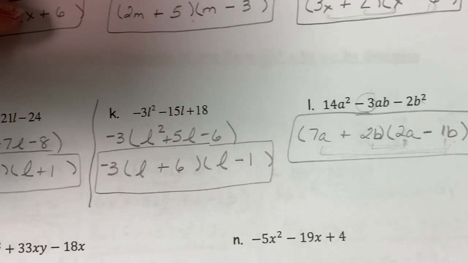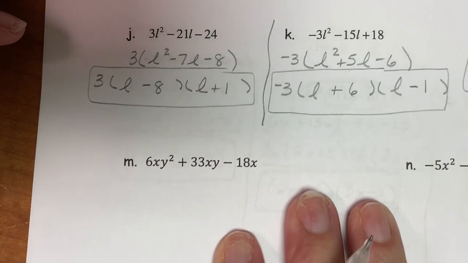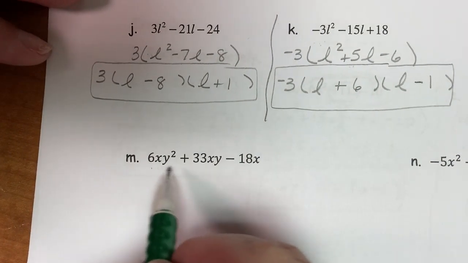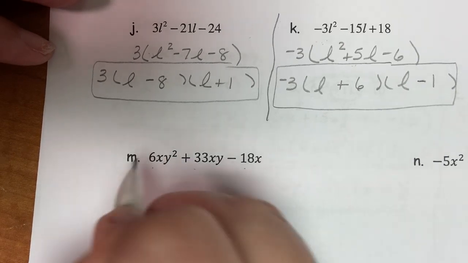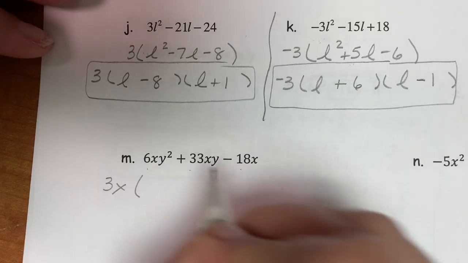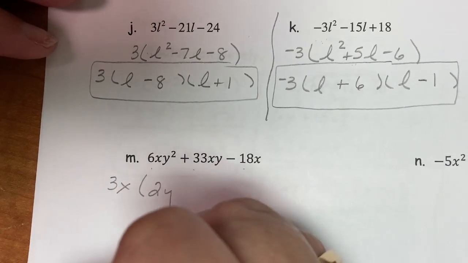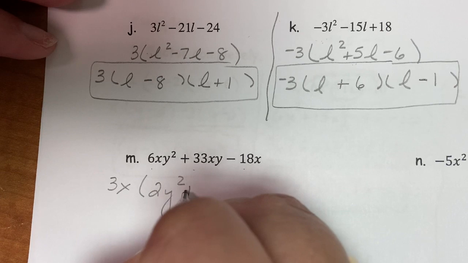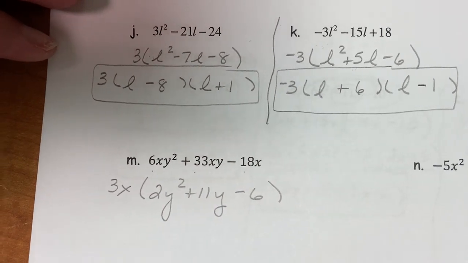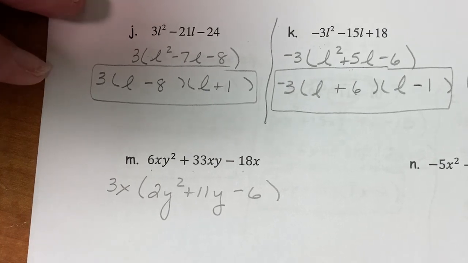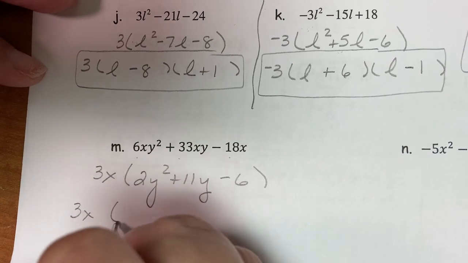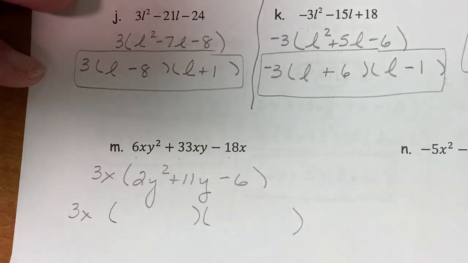That one's a little trickier. M, I'm looking at a GCF. I'm looking at a GCF of 3x. Let's see what it's going to look like when it comes out. So that's going to give me a 2y squared plus 11y minus 6. All right, so now let's do our guessing. Let's not forget the 3x. So bada bing, bada boom.